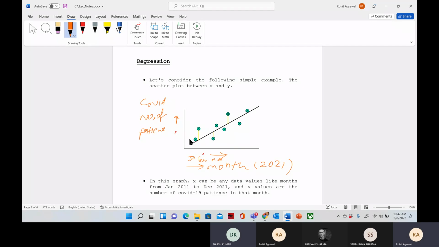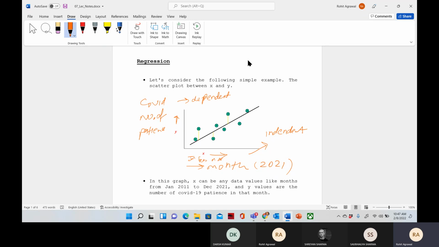Yes or no? Yes. So we can say this one is an independent variable. This one is independent. It is not dependent on anything. And this you can say is the dependent variable. Dependent. One more example I can give you.